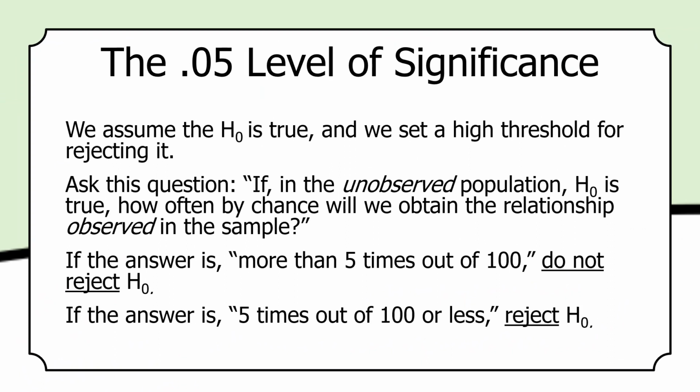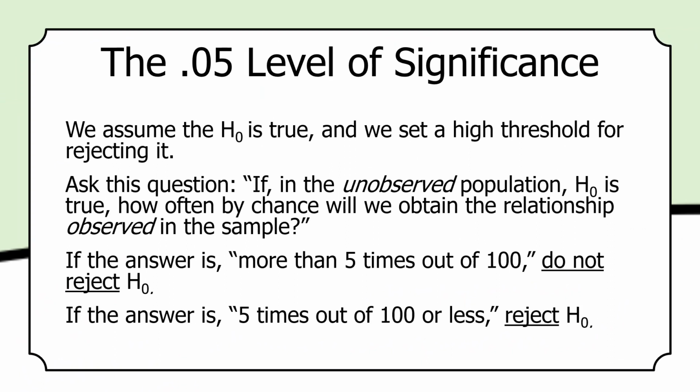Here is the inferential question. We ask, if in the unobserved population the null hypothesis is true, make that assumption, how often by chance will we obtain the relationship that we observe in the sample? Clearly, if the null hypothesis could explain our results, say 25% of the time by chance processes would produce our results, or 30% of the time, or even 15% of the time, we would probably say, well, that's pretty frequently, so we won't reject the null hypothesis.